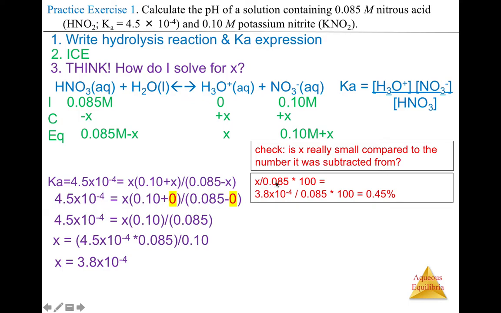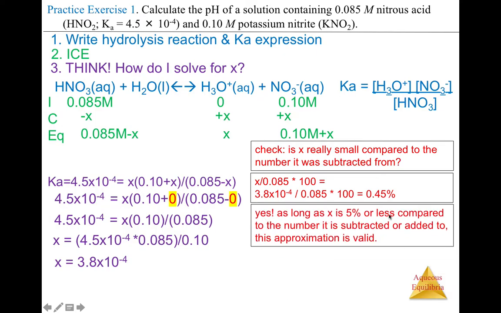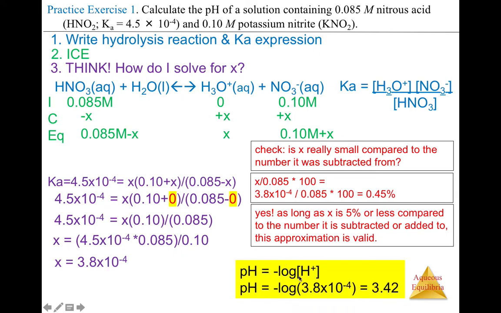So x divided by the 0.085 times 100 gives me, and again, x was our 3.8 times 10 to the negative fourth, over 0.085 times 100, 0.45%. So that means that this is an appropriate approximation, and now we can solve for pH. As long as x is 5% or less, we're good to go. Now, pH, remember, is negative log of hydronium molarity. Remember, x is again our hydronium, H+, H3O+, same thing. And I got 3.42. Again, two significant figures in the molarity results in 2 digits past the decimal point.